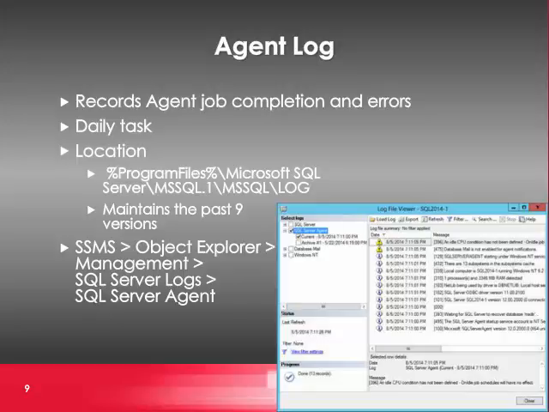Checking into your agent log is definitely another daily task that you should be doing. Its location here is in the Program Files directory, MS SQL, MS SQL again with your version number, and then it's kept in the log files. Like the SQL Server error log, there are multiple past versions that SQL Server keeps out there. With the SQL Server agent log files, it keeps up to 9 past versions. And again, you can get into this using SQL Server Management Studio. So on a daily basis, make it a habit to go in and check your SQL Server Management Studio, open up Object Explorer, go into your management node, drill into SQL Server logs, and then find the SQL Server agent logs.